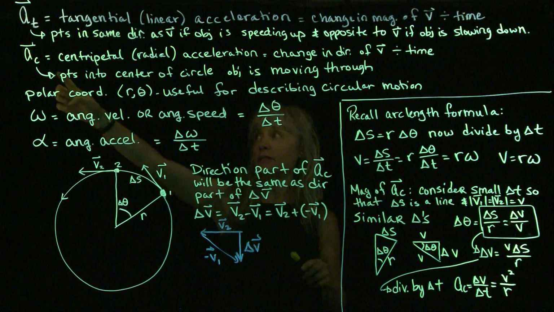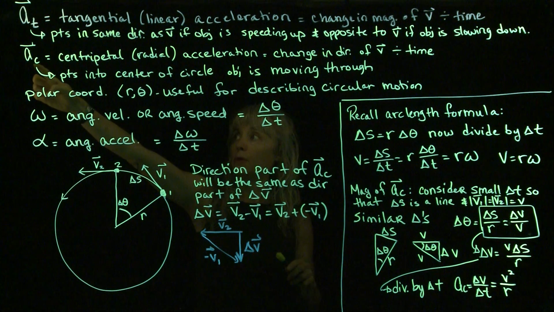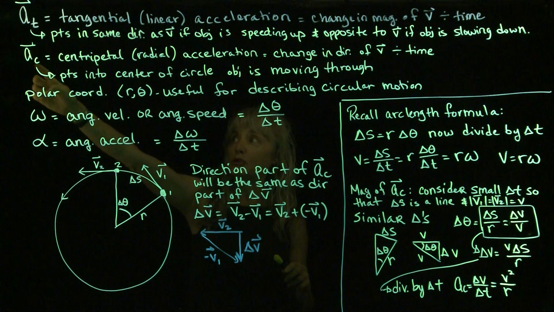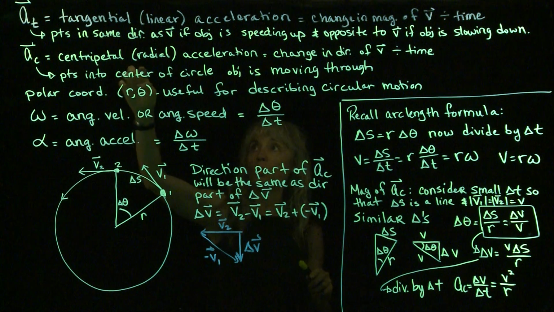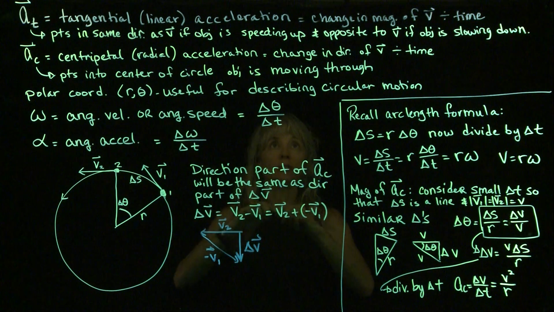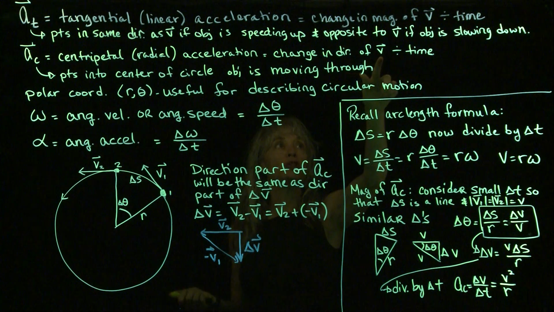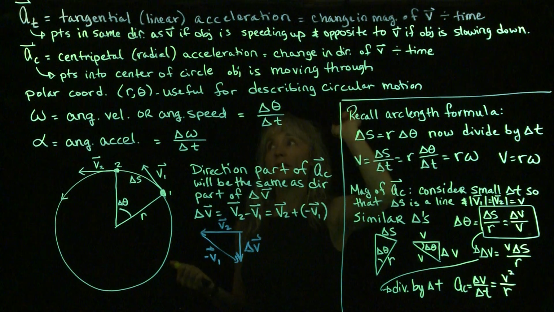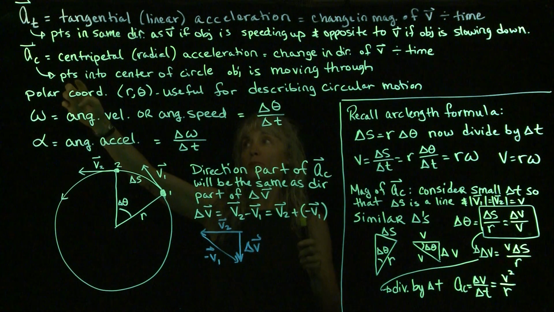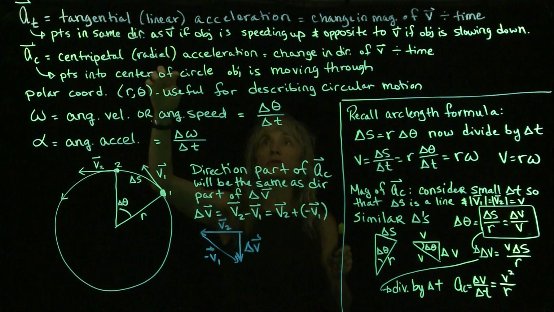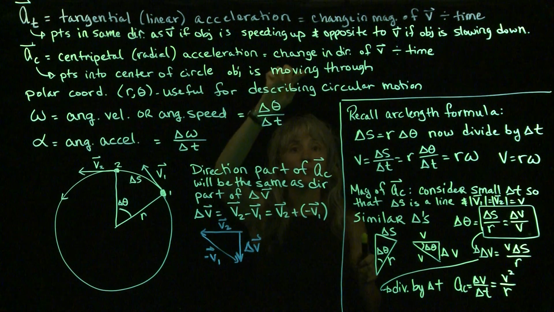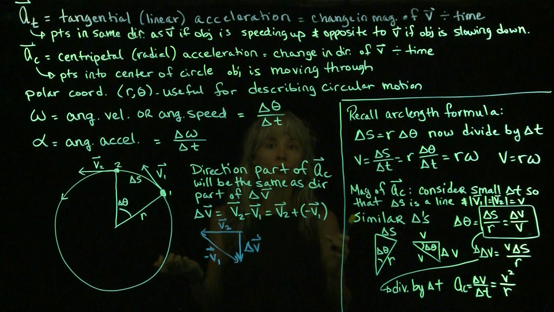The second type of acceleration that we looked at last video was centripetal acceleration. Centripetal or radial acceleration is due to a change in the direction part of the velocity divided by time. And what direction does it point? Well, it points into the center of the circle that the object is moving through, and we're going to see why that's true today.